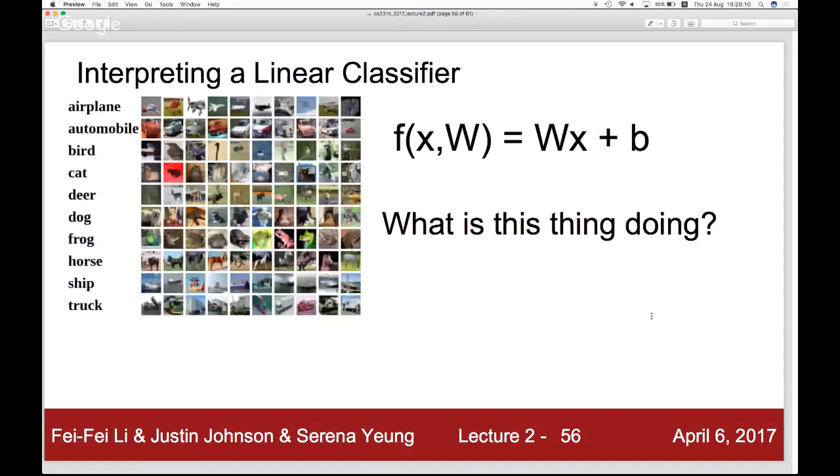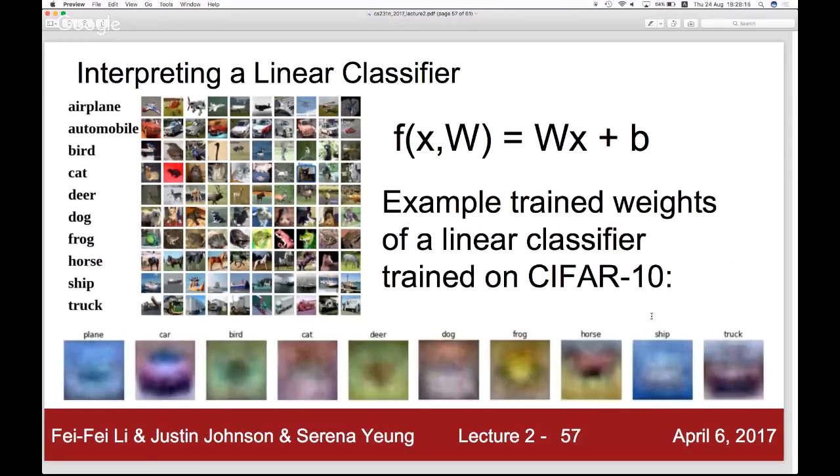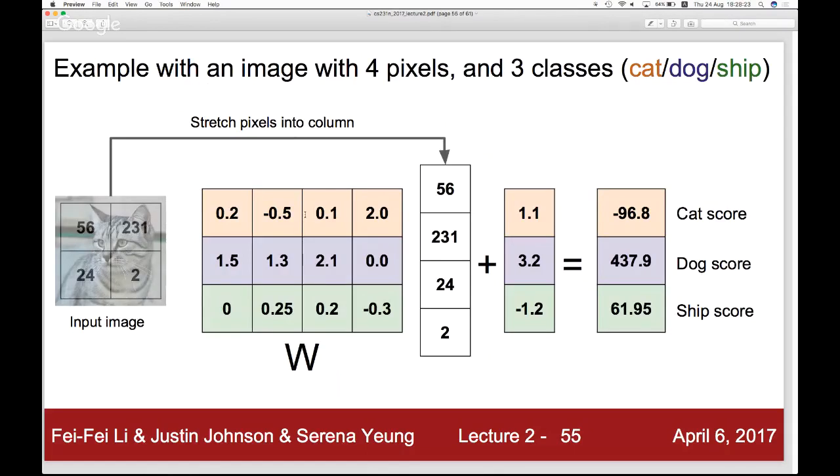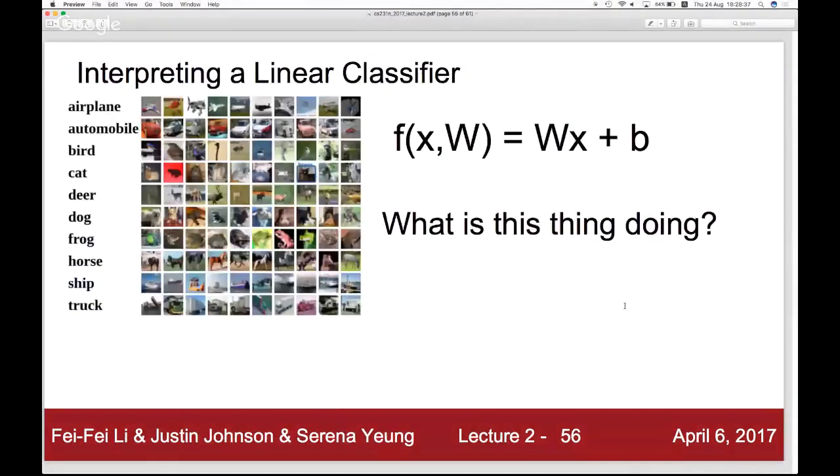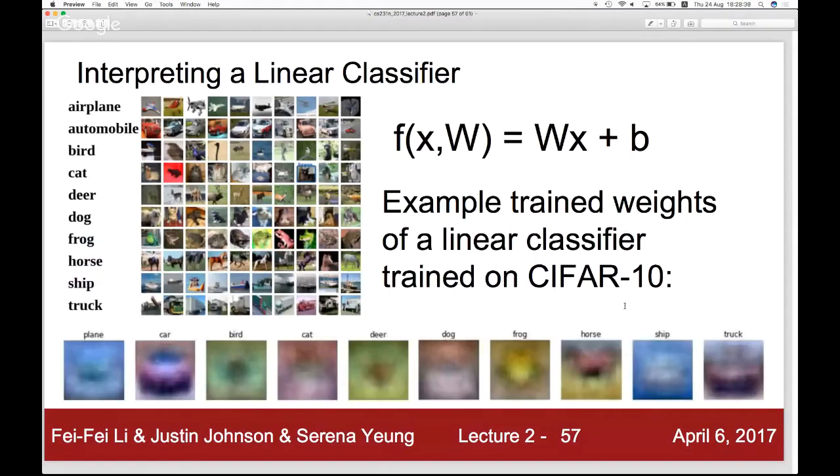Okay. So what is this thing actually doing? What is the linear classifier actually doing? Well, we can go back and look at the weight matrix that it's learned. So this thing here in the middle. And we can ask, what does an average image look like that satisfies it when a cat score is high and the dog and the ship score is low, right? We can feed that back through. And then we'll get something like this, right?